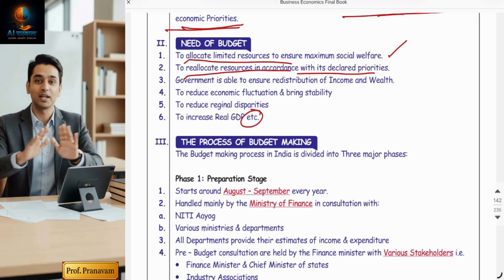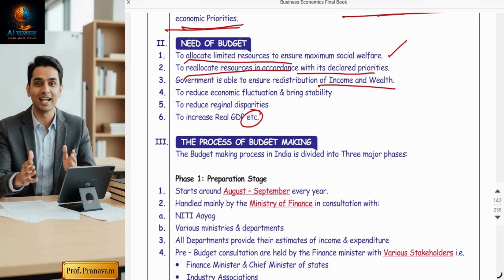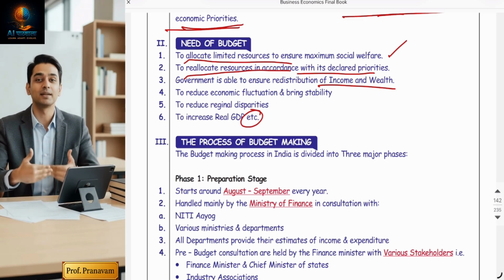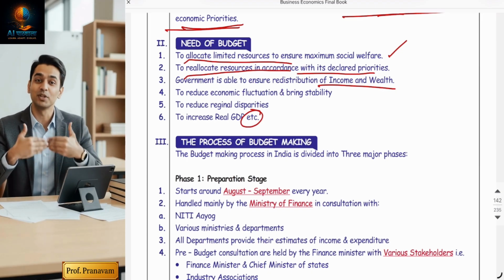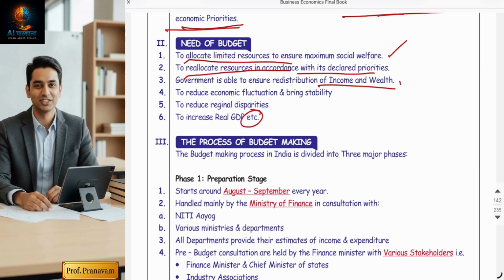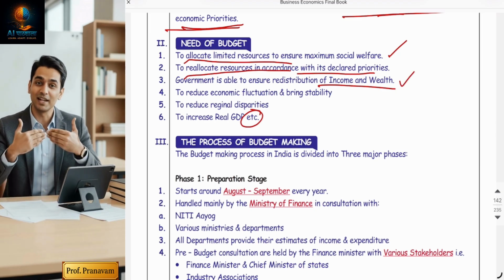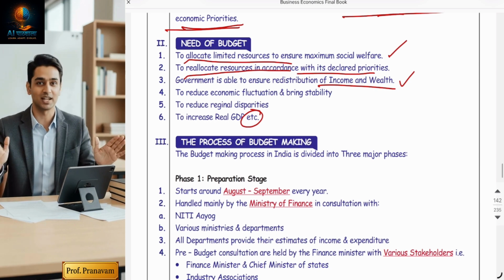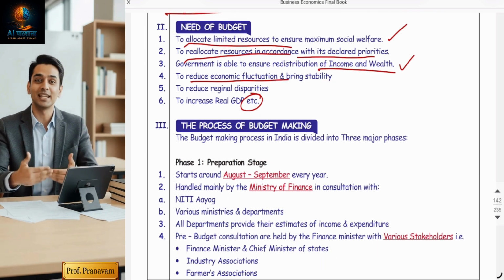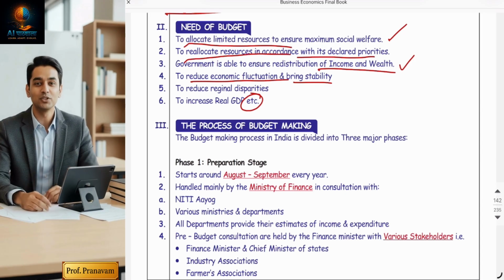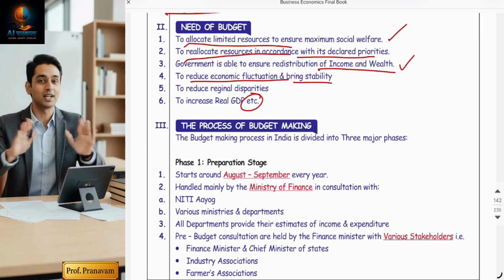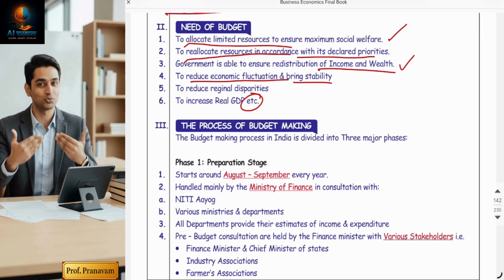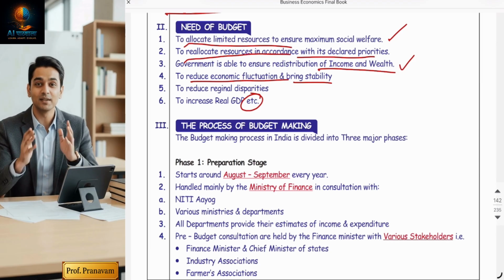Next is redistribution of income and wealth. Through the budget, the government can redistribute income and wealth through progressive taxation, subsidies and welfare schemes. Resources flow from rich to poor. Next is to reduce economic fluctuations: during recession the government increases spending, and during inflation it reduces it. By government spending, economic stability is maintained. The budget plays a very important role.